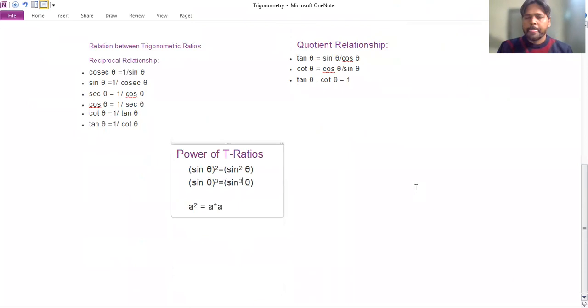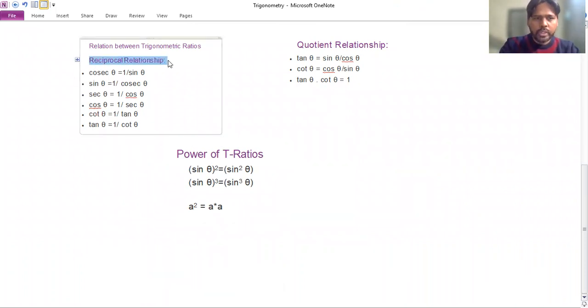Friends, I hope these concepts of trigonometric ratios and relationships will definitely help you to solve your problems and score well in your forthcoming board exams.